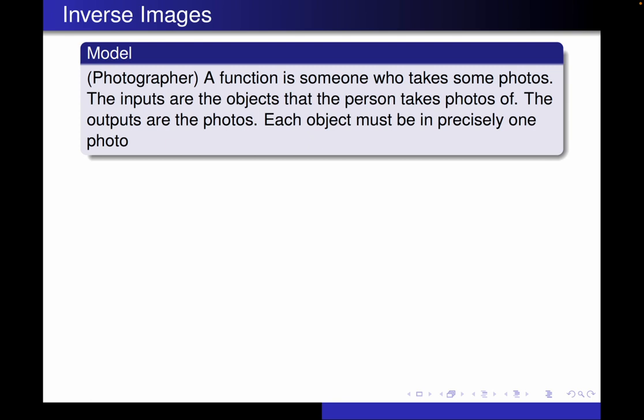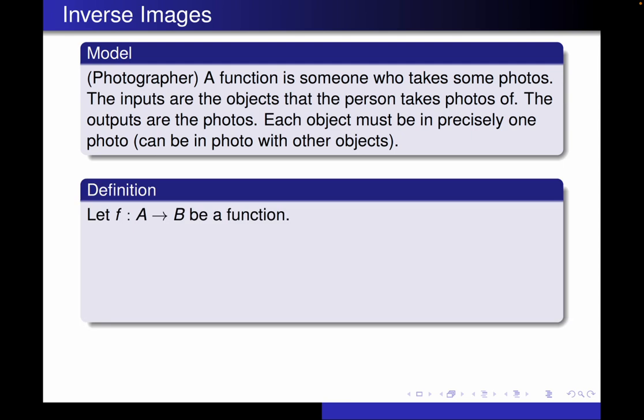And to be a function, each object must be in precisely one photo. And you can kind of see why that is. If you had an object in two different photos, that would be an input that had two different outputs. I should note that the object can be in a photo with other objects. So you can have a photo with more than one object in it, but the object itself can't be in more than one photo.